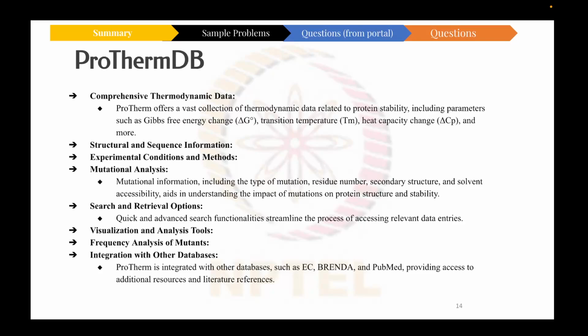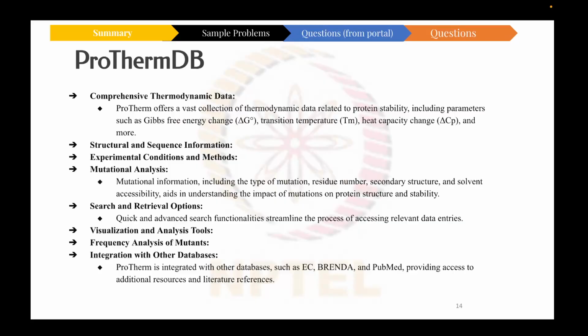It also has detailed information on experimental conditions including temperature, pH, buffers, ions, and additives. And it also has information about experimental methods such as circular dichroism, differential scanning calorimetry, fluorescence spectrometry, NMR, and offers insights into techniques used for data acquisition. As I mentioned previously, ProThermDB also includes data on protein mutants, allowing researchers to study the effects of amino acid substitutions on protein stability.